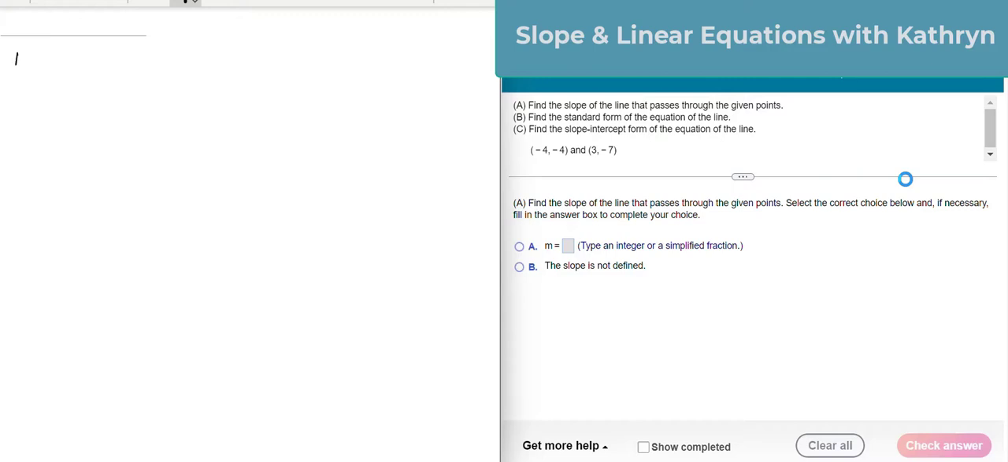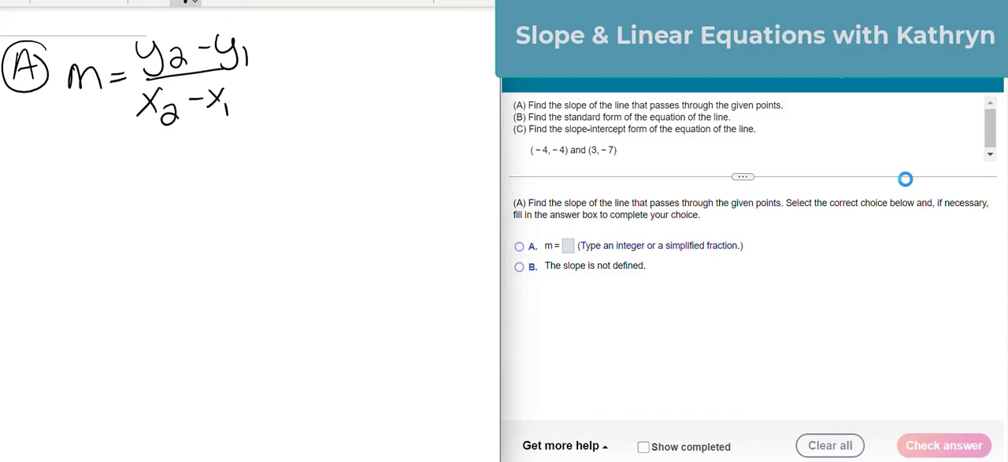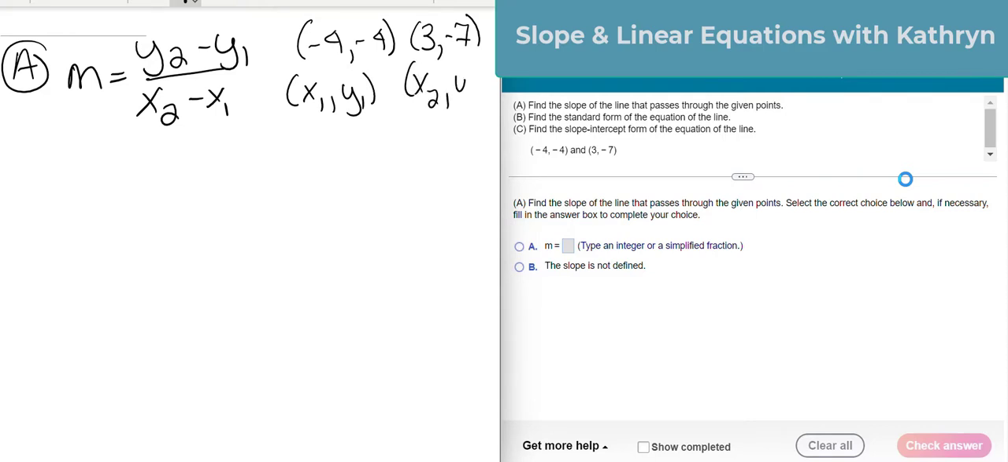Well, we're going to do A. We want to find our slope first. And the formula is y sub 2 minus y sub 1 over x sub 2 minus x sub 1. And our two ordered pairs are -4, -4, and 3, -7. I like to write my formulas right underneath it. So I'm going to say x sub 1, y sub 1, and x sub 2, y sub 2.